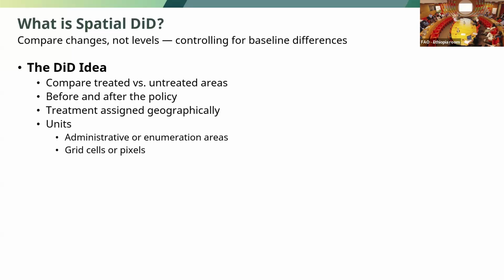Now, what makes it spatial is that the treatment has some kind of spatial variation. In the hurricane example, obviously the hurricane doesn't teleport around at random. It follows a certain path, and there's a spatial component to that path.